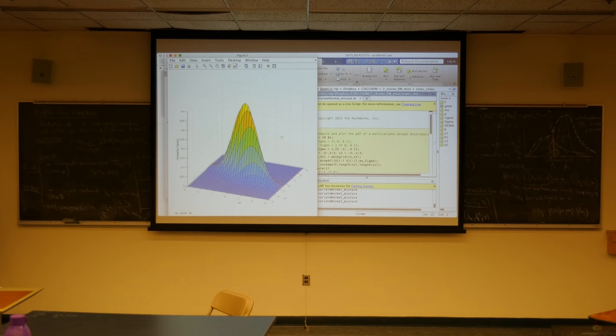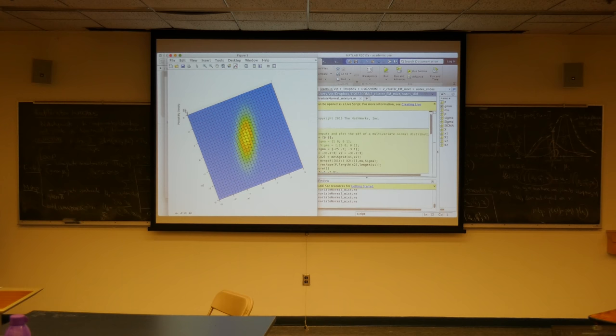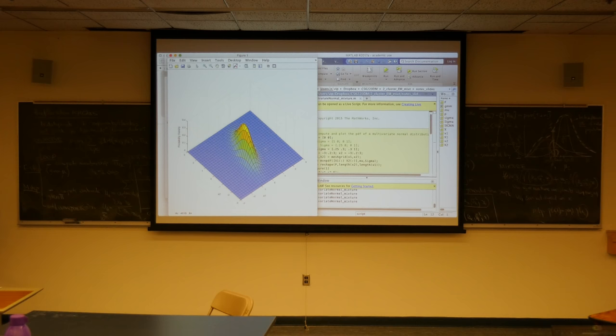It's still skinny one way and wide the other way, right? Wide and skinny, but it's not perfectly aligned with the axis because there is a dependency between the two features here. If you look at the footprint, that's called a footprint, looking from the top, it's not aligned with the axis. From the side, you can tell it's oriented somehow. That's one Gaussian in two dimensions.